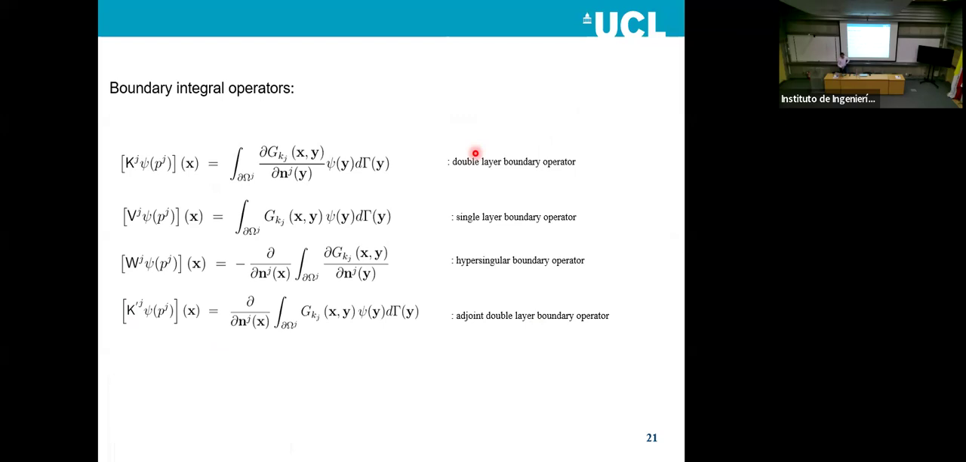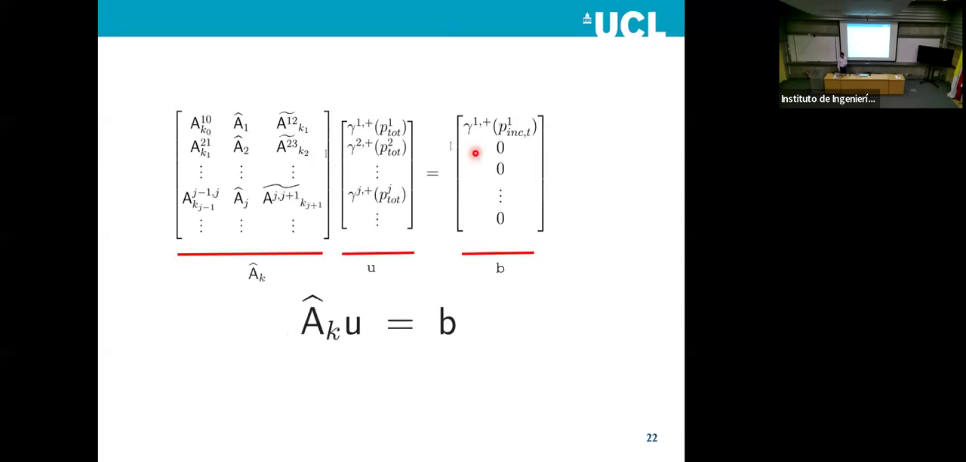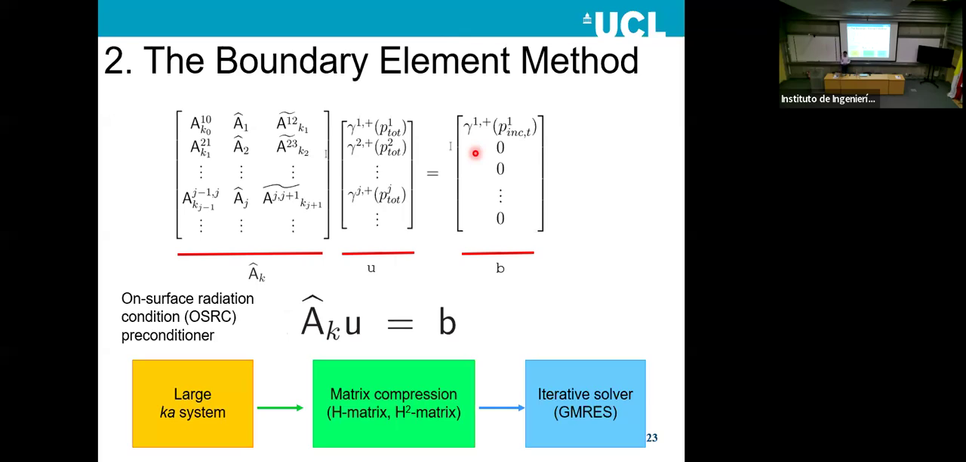Those matrices are dense, right? Yeah, they're dense. Which adds to the problems and the challenges. So we get something that looks like this. The problem is that it's a large system, but we can make this easier to solve by preconditioning it. We've had good results with the OSRC (on-surface radiation condition) preconditioner, and we use H-matrix compression to reduce the computational footprint, and then that's solved iteratively using the GMRES solver.